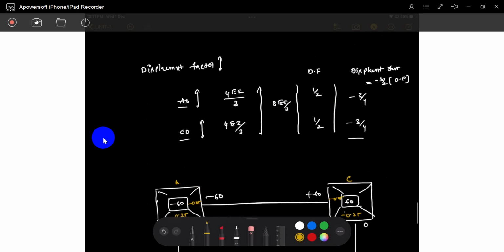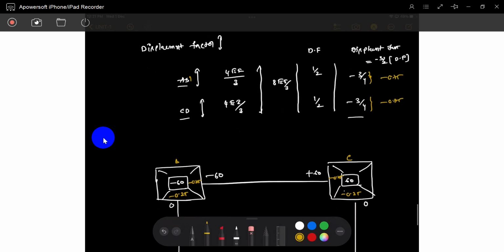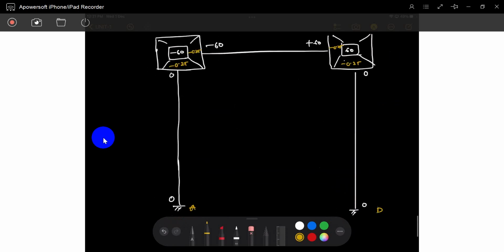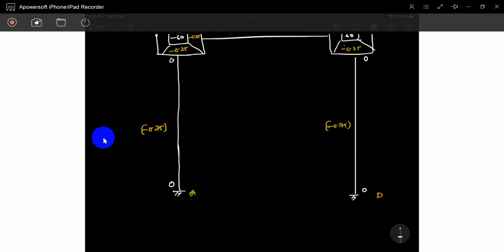Now, what is the displacement factor for the AB column? Minus 3 by 4, which means minus 0.75. For the AB column, and for the CD column, you have to write it. For the AB column it is minus 0.75. For the BC column, you have to write down minus 0.75. However many columns there are, you have to write down the displacement factor. Okay, one thing. Now we have to start the problem.